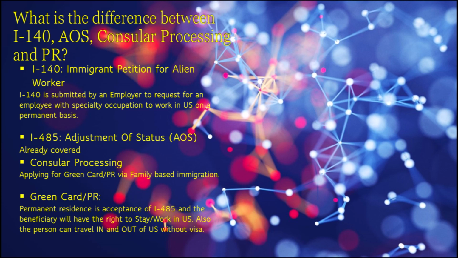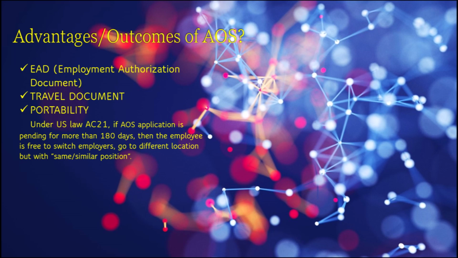And next is the green card. So that's the ultimate goal here. So the permanent residence is acceptance of I-485 and the beneficiary will have the right to stay and work in the US. Also the person can travel in and out of the US without a visa. Now let's see the advantages and outcomes of the adjustment of status. Once you start applying for I-485, what can be the possible advantages and outcomes coming out of it? That's the thing we are going to cover here.